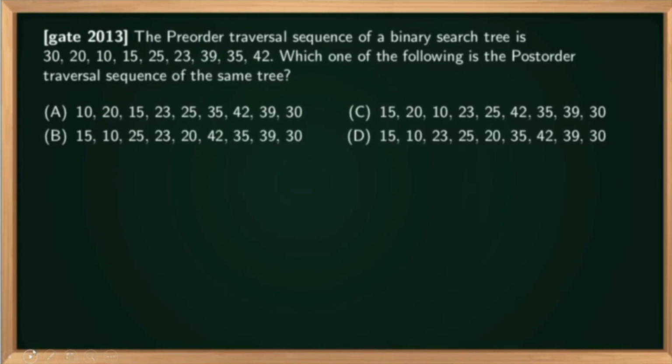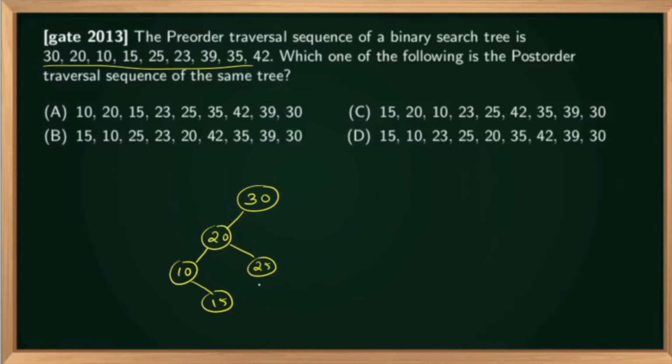So let me solve this. It's given that this is the pre-order sequence, right? So I know that in pre-order, the first node will be root. So this should be 30. All the nodes on the left side should be less than 30 and the right side should be greater than 30, right? So the next node is 20. That means it should be less than 30, so 20 should be here. The next node is 10, so it should be less than 20, should be here. The next node is 15, so it should be greater than 10, should be here. The next node is 25, so it should be here.